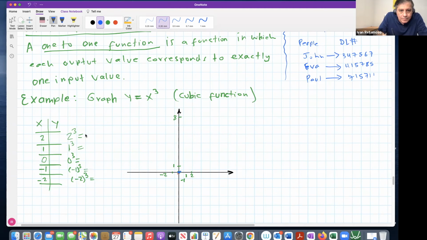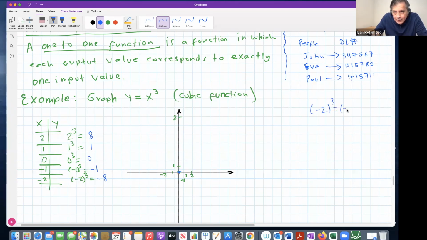So 2 cubed is 2 times 2, 4 times 2, 8. 1 cubed, 1 times 1, 1 times 1, 1. 0 cubed, 0 times 0, 0 times 0. Negative 1 cubed is, believe it or not, guys, negative 1. Negative 2 cubed, negative 8.